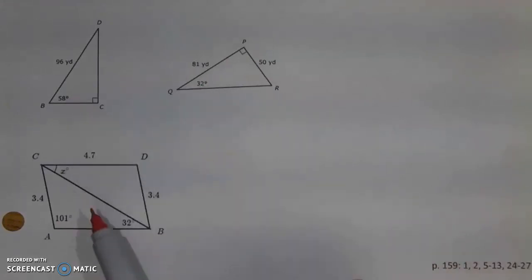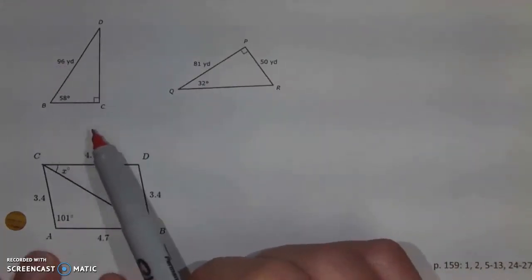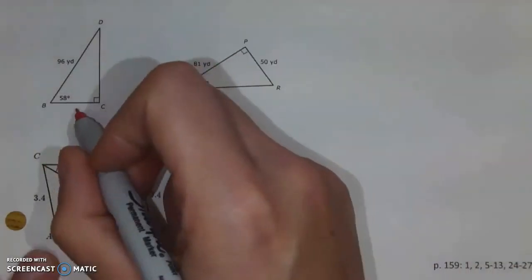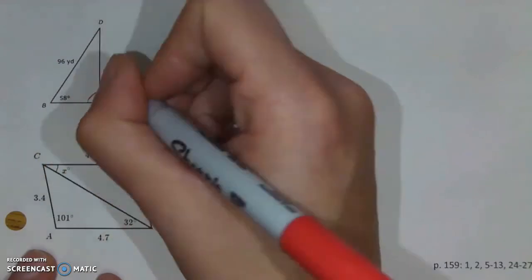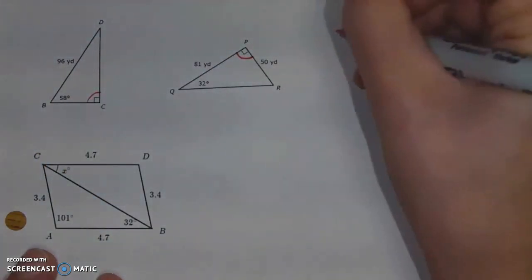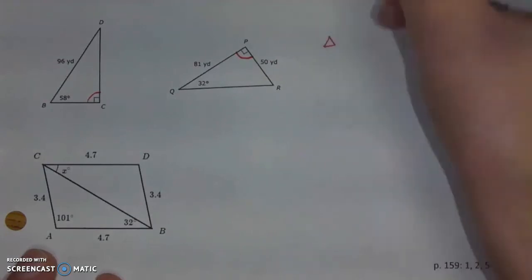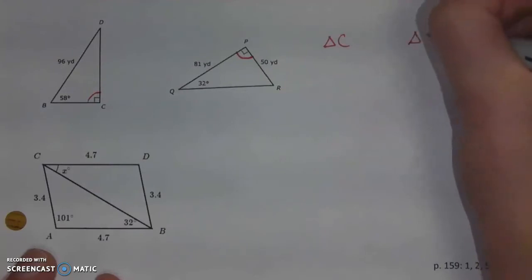Now this one's similar to the one above, only notice that one of the figures is rotated. So you're going to have to take a second to figure out which ones actually correspond. Well, first off, I can see that this angle is a right angle, and so is this one. So those must be corresponding angles. So I know that in this triangle, we're going to have C corresponding to P.